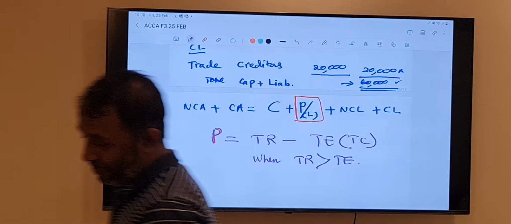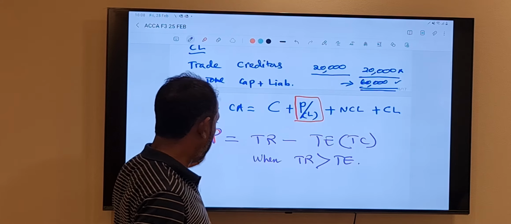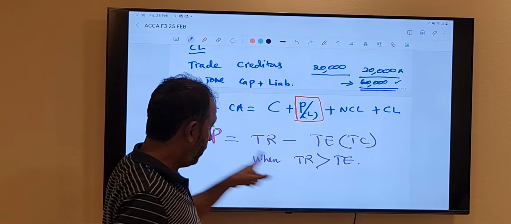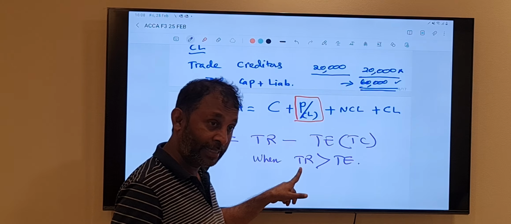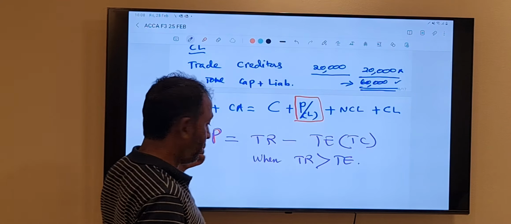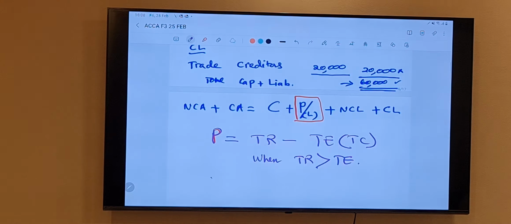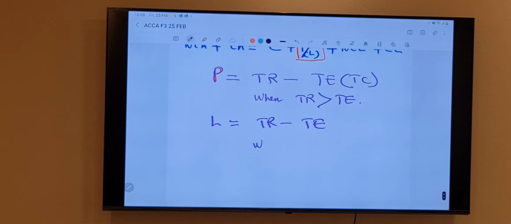Okay. So, here, for you to have this answer, your total revenue must be greater than total expense. Then the difference is what you call profit. But if the situation is like this, loss, total revenue minus total expense, where total expense is greater than total revenue.